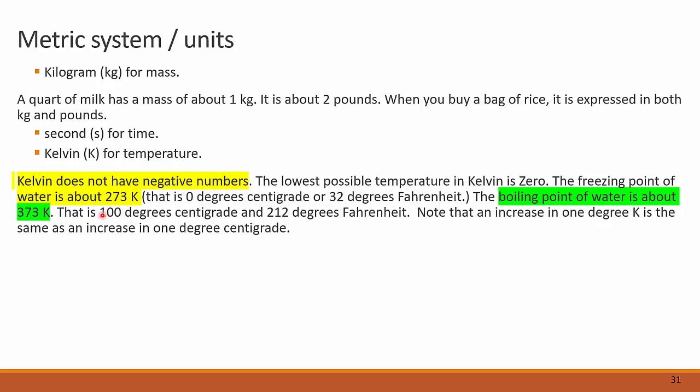Now, this, I hope, will show you that when we go from freezing to boiling, in centigrade we add 100 degrees, and that's the same thing in Kelvin. So an increase of 1 degree Kelvin is the same as an increase of 1 degree centigrade. The only difference about them is that Kelvin does not have negative numbers. It starts with 0.